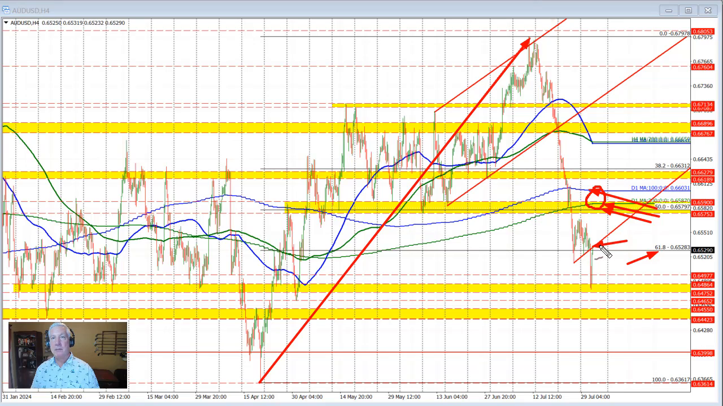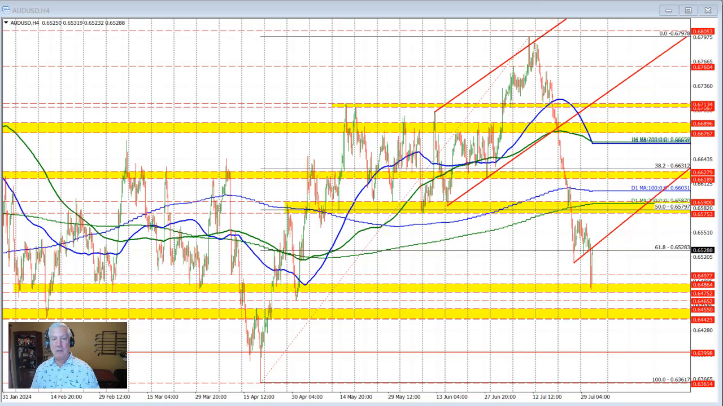If we're able to get above the 61.8%, get back above this trend line and start a rotation back to the upside for the Aussie versus US dollar. So key point right here, reflection, deflection, key level for both buyers and sellers, however you want to put it, right here near the 61.8% at 0.65283.